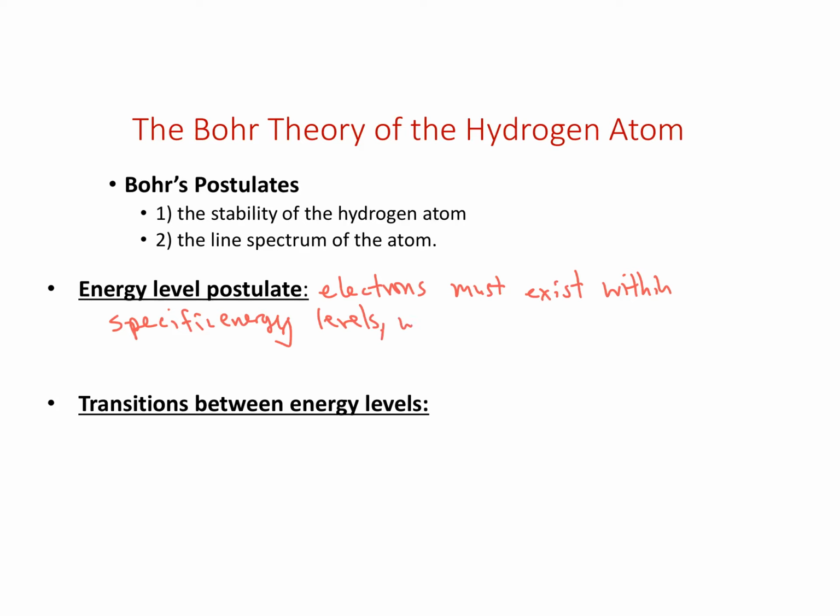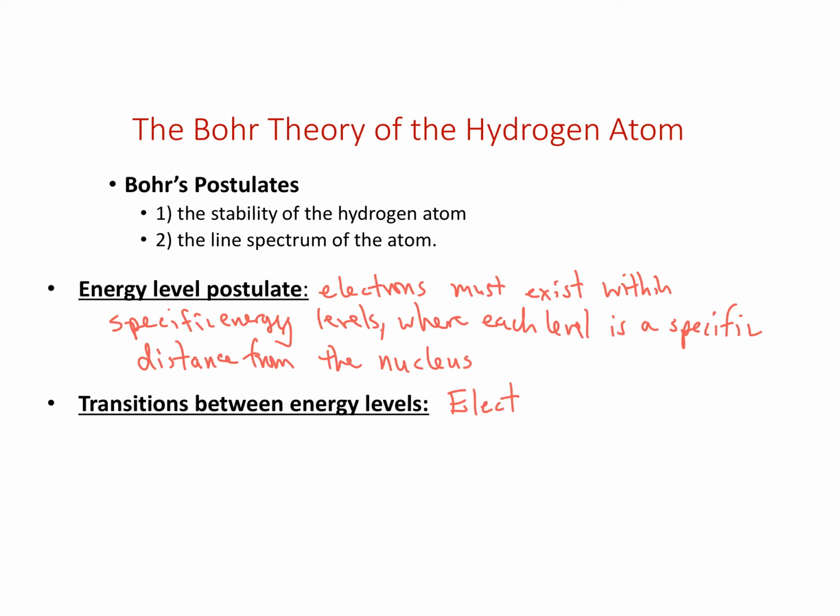Where each level is a specific distance from the nucleus. Okay, so we've got these different energy levels that an electron can be found in. Each of these energy levels is a different distance from the nucleus, and in order for these energy transitions to occur, in order for these electrons to release energy, right, they're releasing energy in the form of a photon of light that we're seeing with our eye. So these electrons must be able to move between these energy levels.